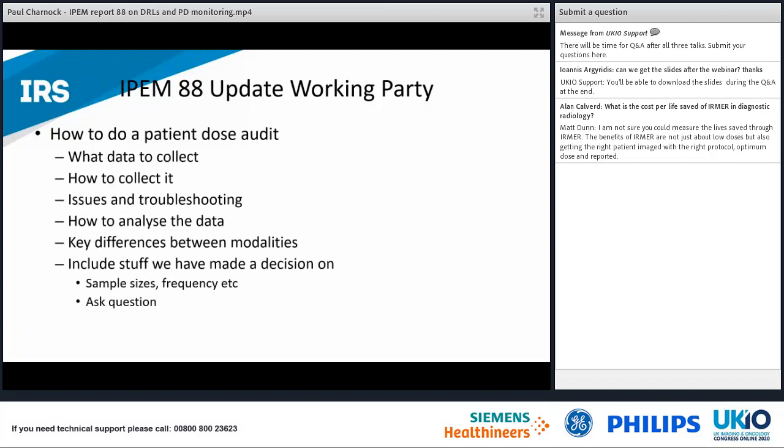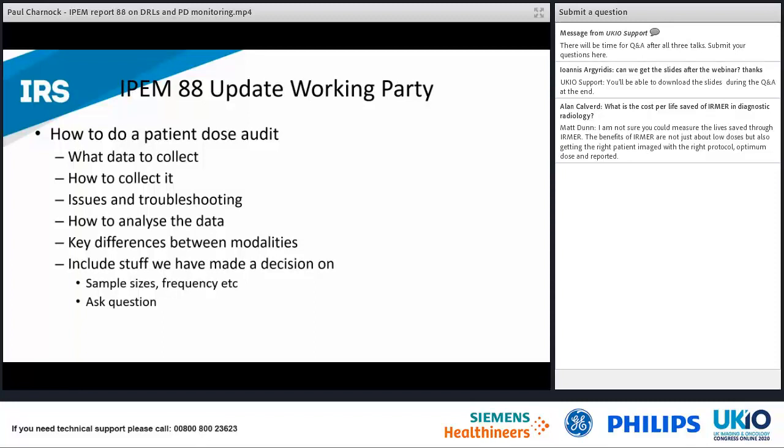We want the next chapter to be how to do a patient dose audit. So the aim is for this to cover what data to collect, how to collect it, what are the methods of data collection, what are the issues and potentially any troubleshooting that we can help with collecting data, how to analyse the data, and also what are the key differences between the modalities.